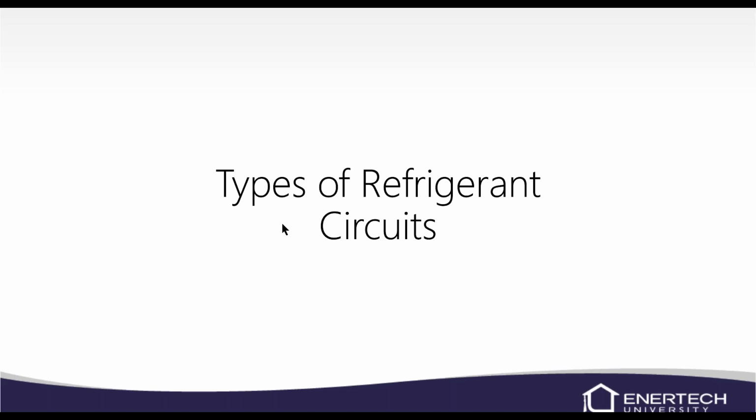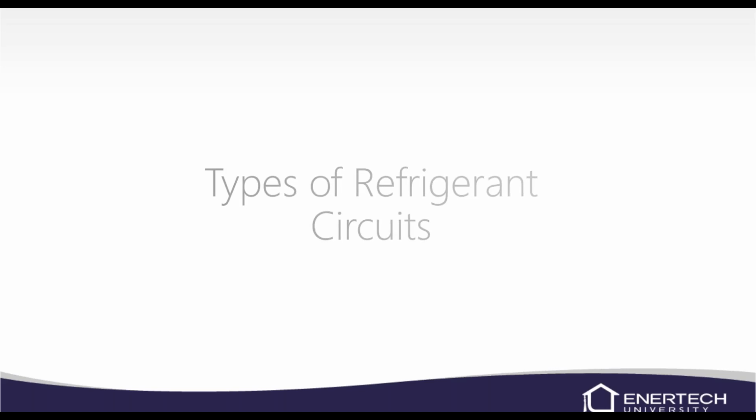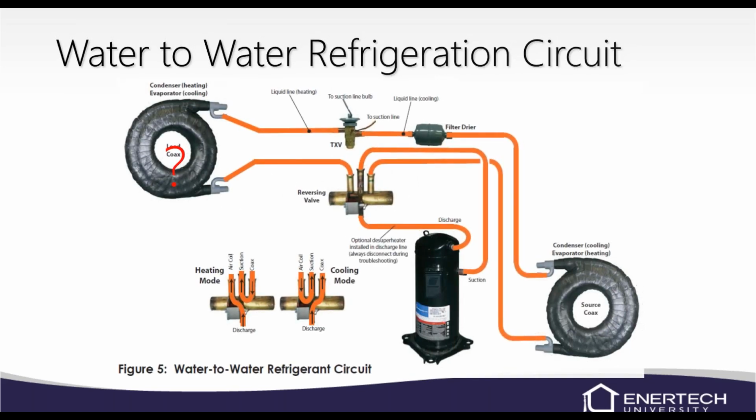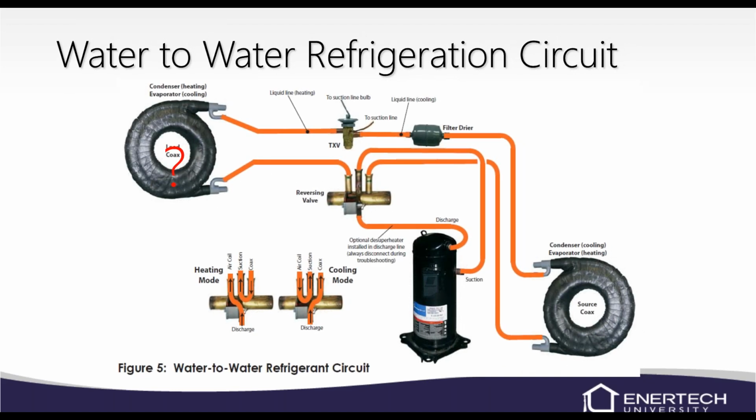So we'll look at a few types of refrigerant circuits here. This is a water-to-water refrigerant circuit. When you walk up to a geothermal unit, you might be a little bit unfamiliar with a water-to-water refrigerant circuit. Basically, we have 2 heat exchangers, which is the same as any air conditioner or heat pump. It's just the type of heat exchanger we're using to transfer heat.